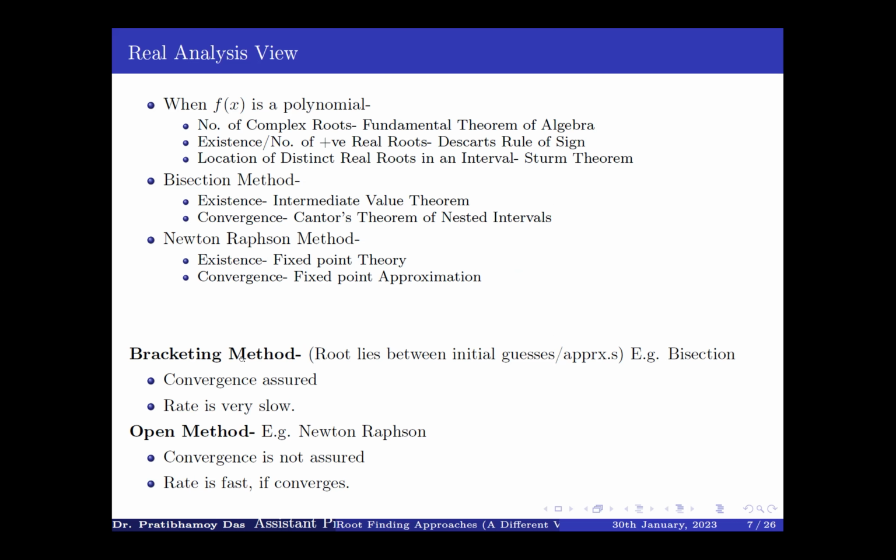Okay. So, bracketing methods. I was telling you what these bracketing methods are. A bracketing method means that if there are two initial guesses, and you are sure that the root will always lie between them, then that method will always work. But the convergence rate is slow.